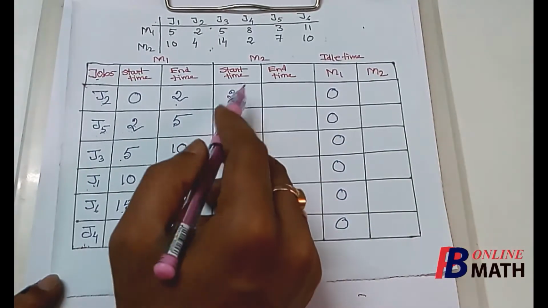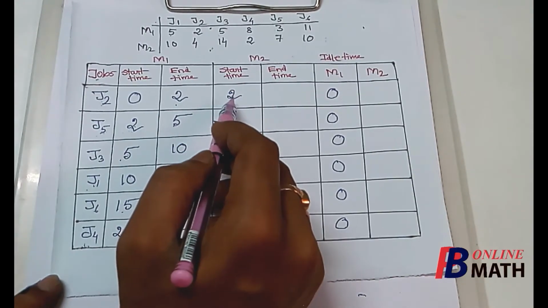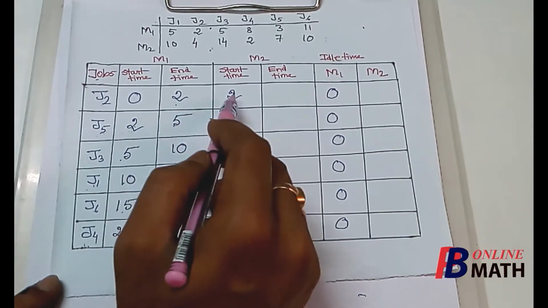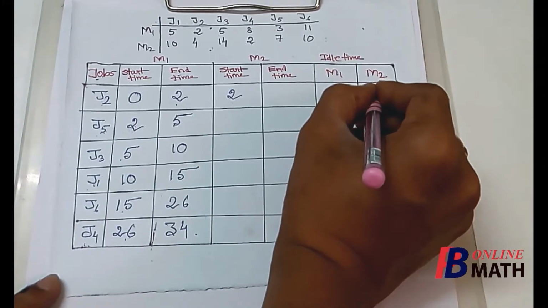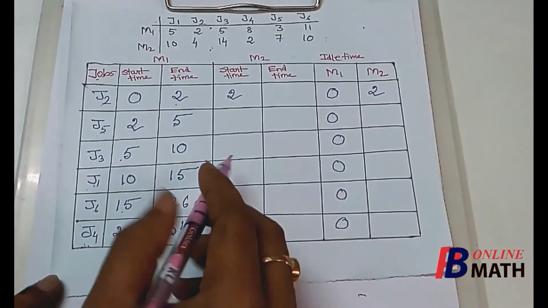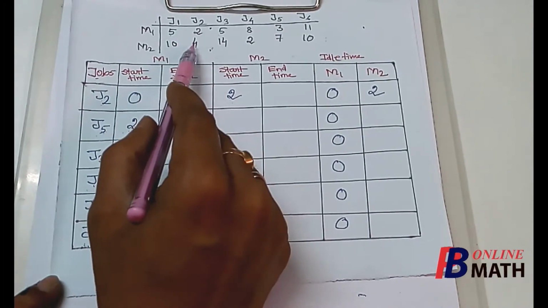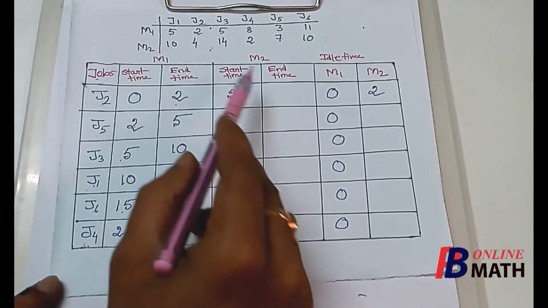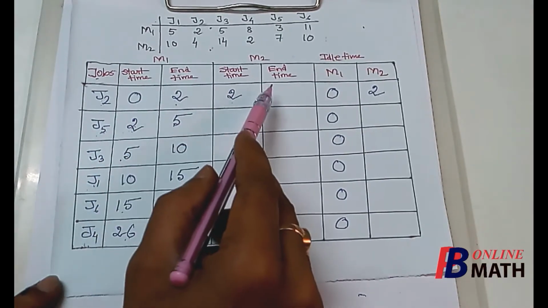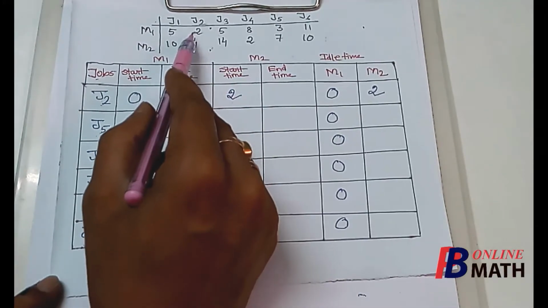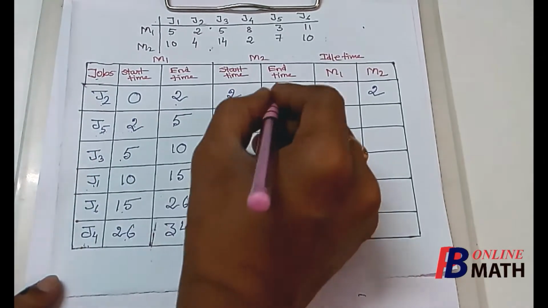So here we find that the machine M2 remains idle for the first 2 units of time. So the idle time is 2 units here. Now we find the end time for the job J2. Now J2 takes 4 units of time to process on machine M2. So the end time for this job is 2 plus 4, which is 6.